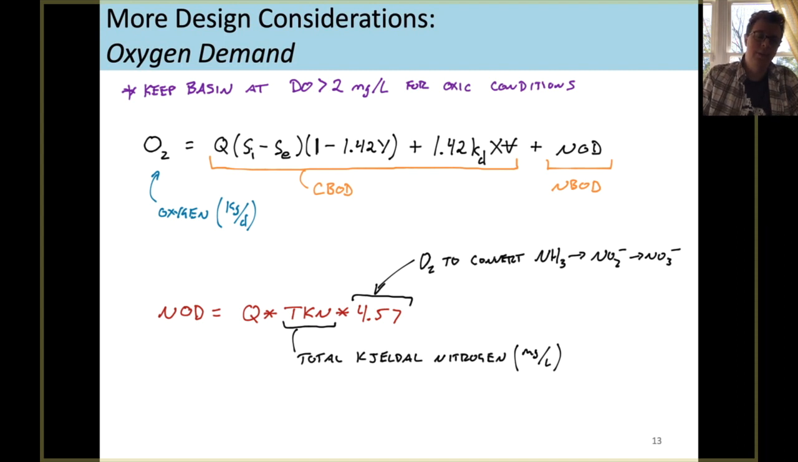And so this is important to know because in order to keep the biogeochemistry of the aeration basin where we want it, we need to make sure that we're providing a sufficient amount of oxygen into the system.